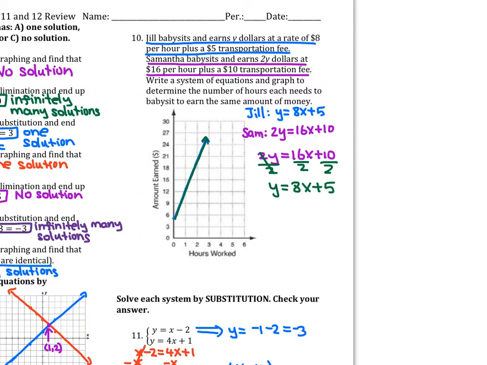So after you're done graphing, we find out that the lines are coinciding. So you have your blue line underneath your green line. And in this case, that means that the 2 babysitters will always be charging the same amount. So it really won't matter which babysitter you hire.